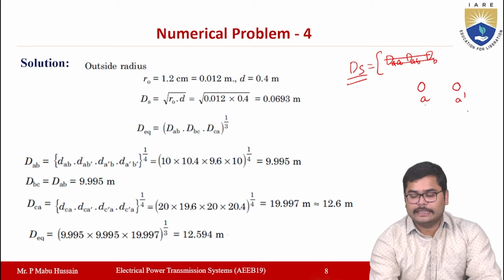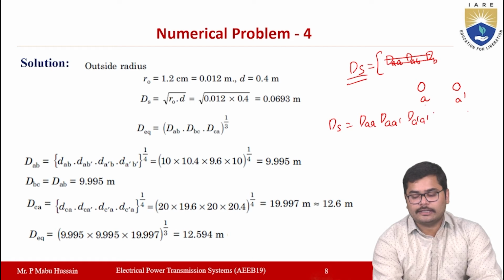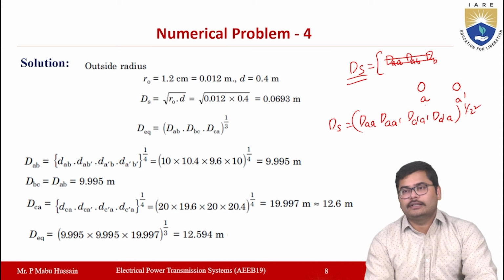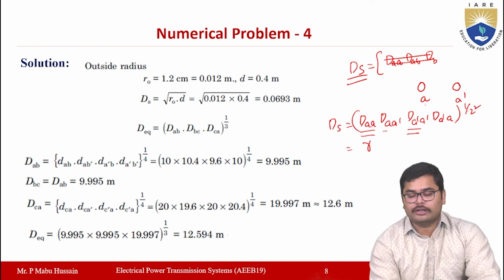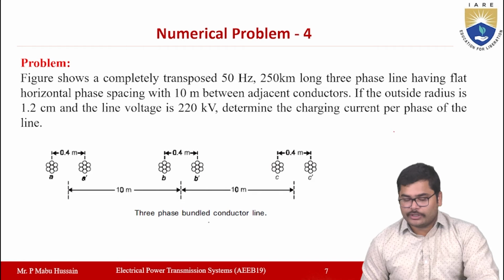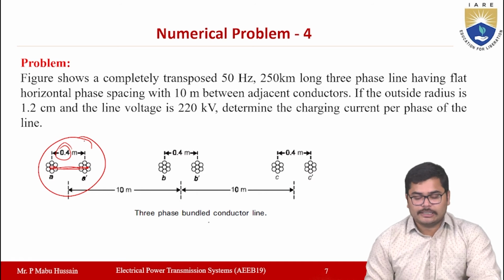So here A and A dash conductors are there. So the value of Ds is equal to (d_aa · d_aa' · d_a'a · d_a'a')^(1/4), as there are two conductors. Okay, and d_aa and d_a'a' will be equal to r, then what is the a to a dash distance? If you see the figure here, the a to a dash center to center distance will be 0.4 meters, it is given.